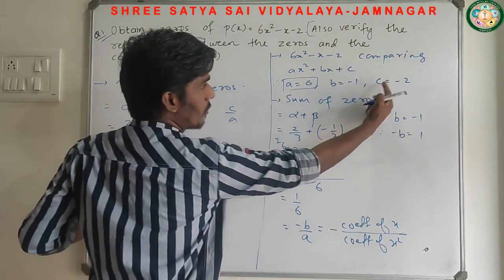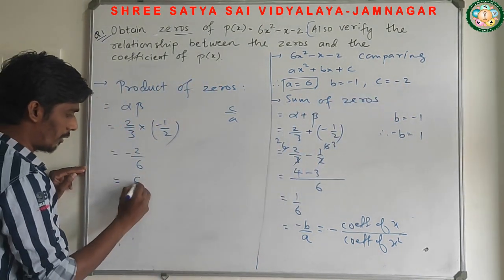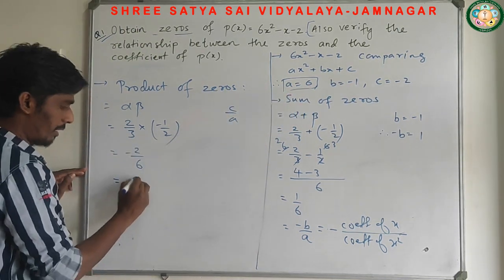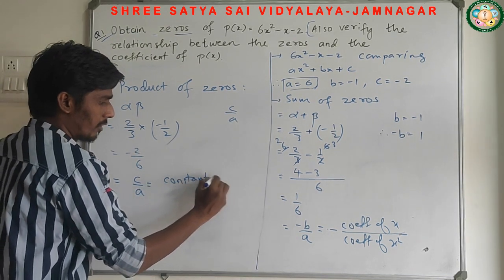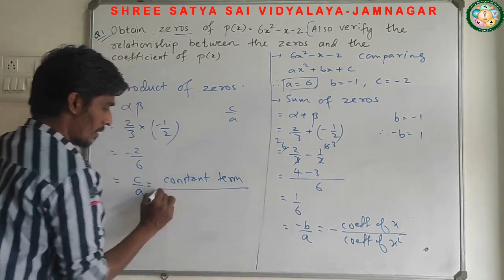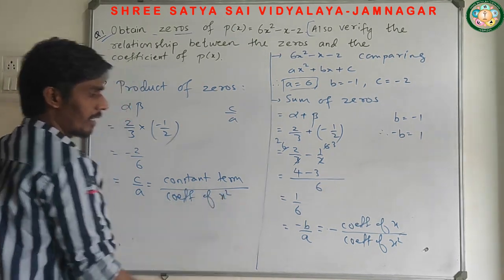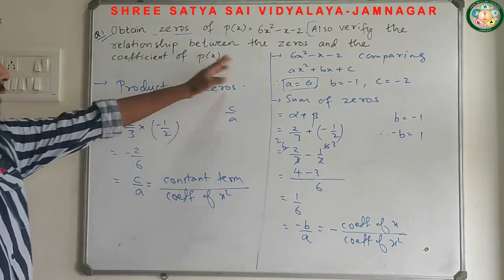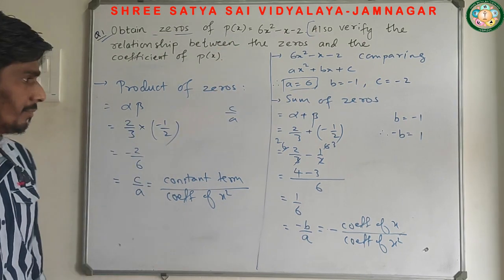So here c is what? Minus 2, and here it's minus 2. So instead of minus 1, I'm going to write c. 6 is what? 6 equals a. So c by a, where c is the constant term, and a is the coefficient of x square. So this is the way we verify the relationship between zeros and coefficient of any quadratic polynomial.